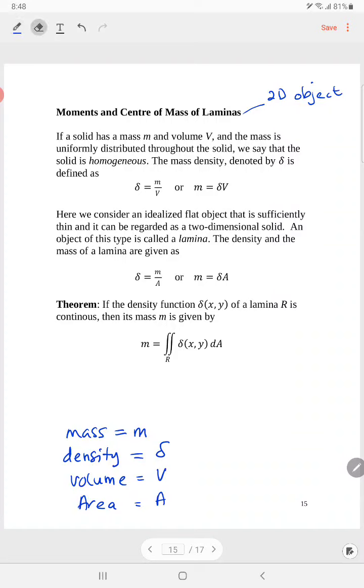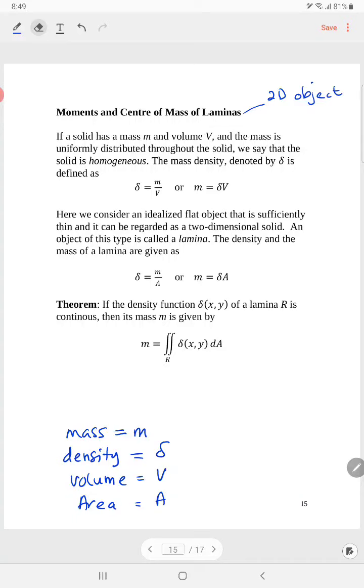Okay, for a lamina, the density and the mass of a lamina are given as follows. The density of a lamina is equal to mass divided by area. Remember, a lamina is a 2D object, so instead of a volume, it has area. So density is mass divided by area, or we can rearrange this: mass is equal to density times area. A here is for area.